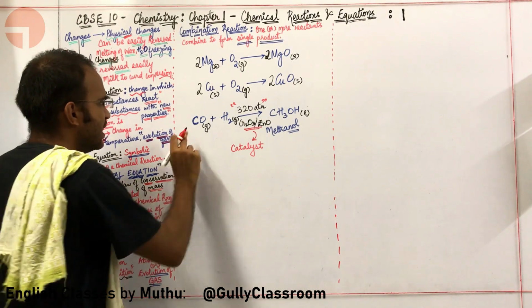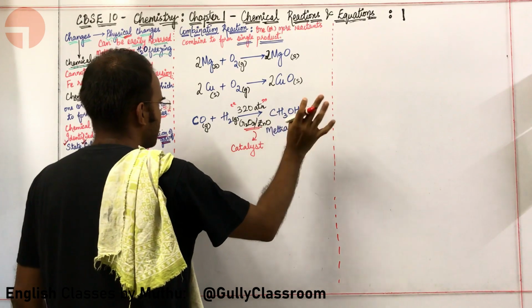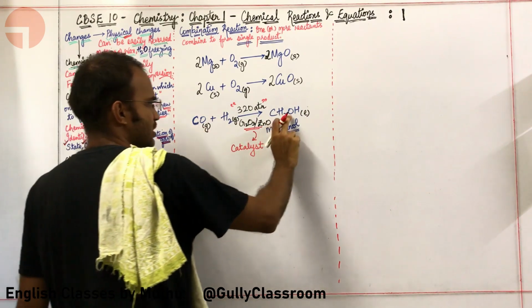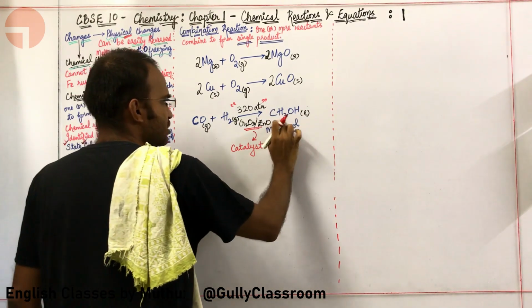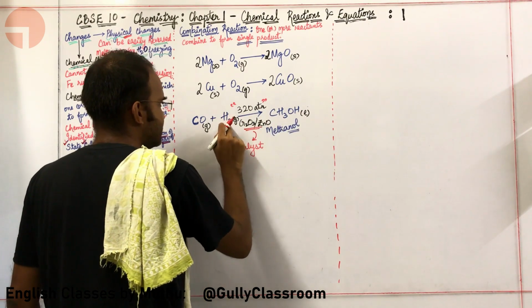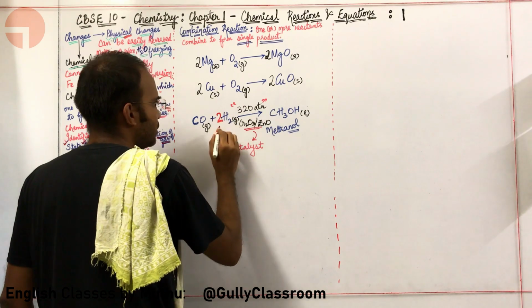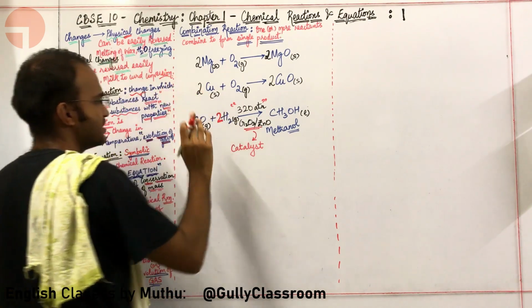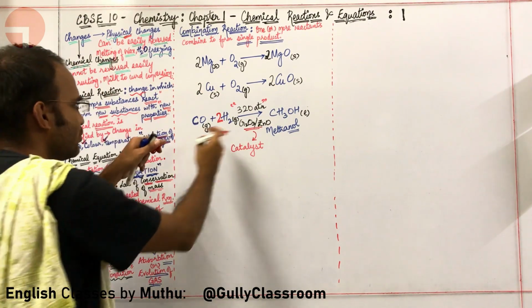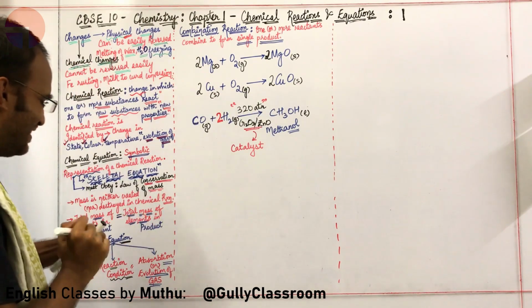Let me balance it. Here there is one carbon, here also there is one carbon. Here there is one oxygen, here also there is one oxygen. Here there are 4 hydrogen, here there are just 2 hydrogen. So in order to convert this, I am adding a 2 here. So 2 into 2, here hydrogen has also become 4. Now this is a perfectly balanced equation.